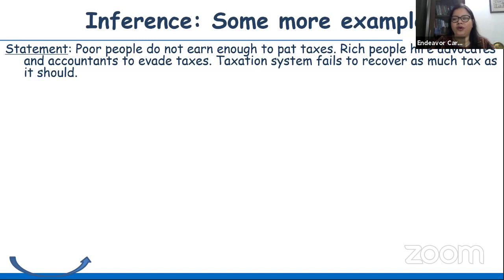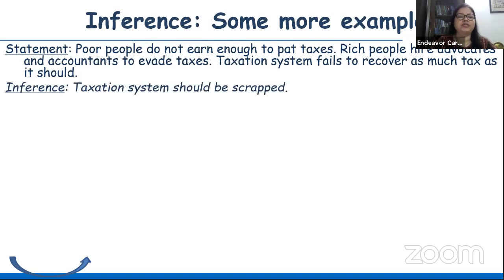All these comparative forms, as much tax as it should, more tax than, or the most tax. These comparative forms are extremely important, okay? Because one of your options, whether it's inference questions or any other questions, incorrect options normally play with this data. Taxation system fails to recover as much tax as it should. So what's our inference here? Taxation system should be scrapped. Can we take this inference? Taxation system should be scrapped.